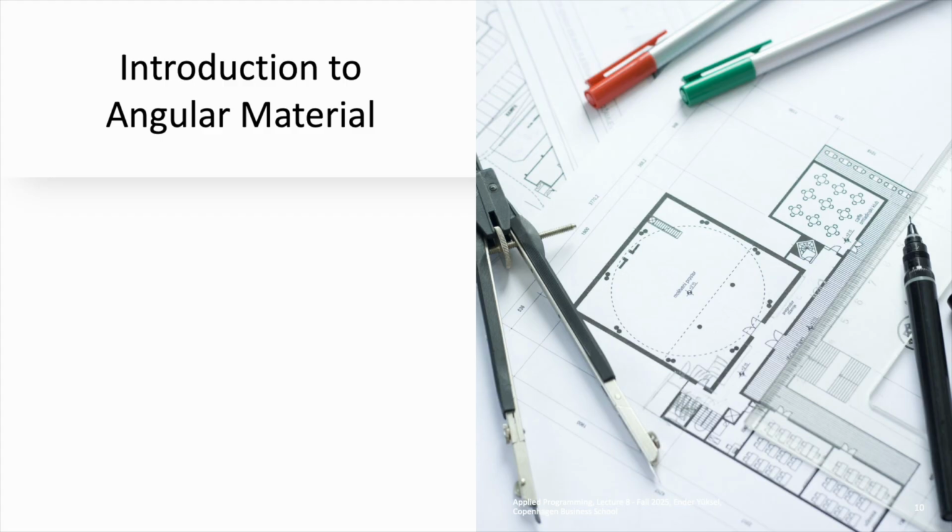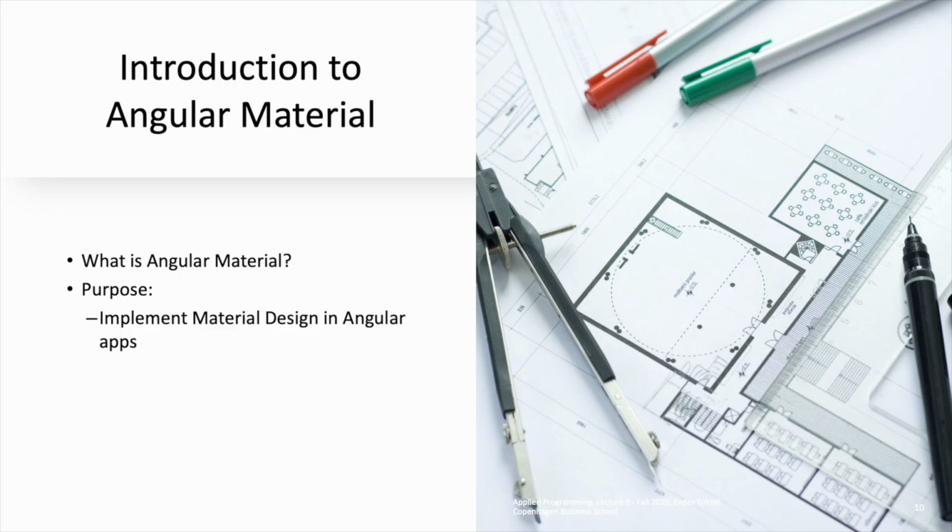Introduction to Angular Material. Angular Material is a user interface component library developed by the Angular team to implement Google's Material Design in Angular applications. It provides a set of reusable, well-tested, and accessible components that follow modern design principles. This library helps developers build consistent, responsive, and visually appealing interfaces quickly.